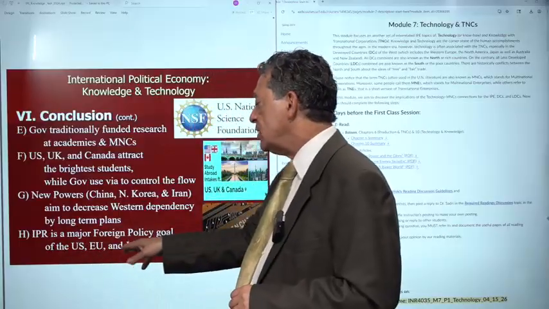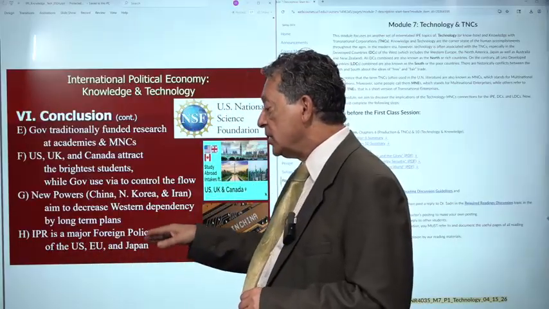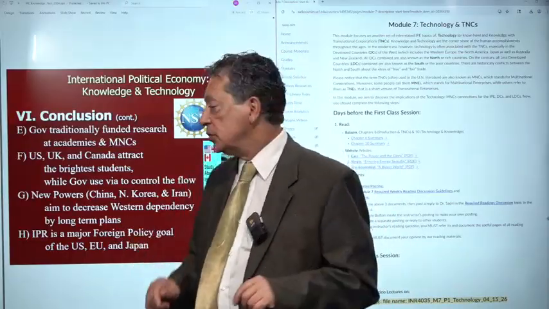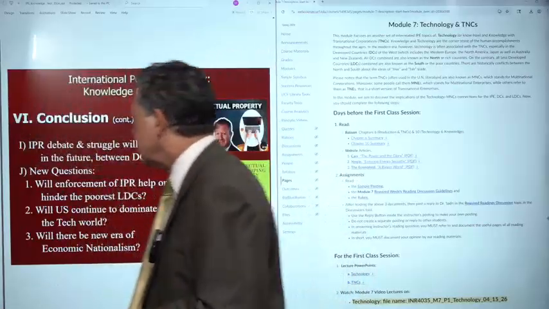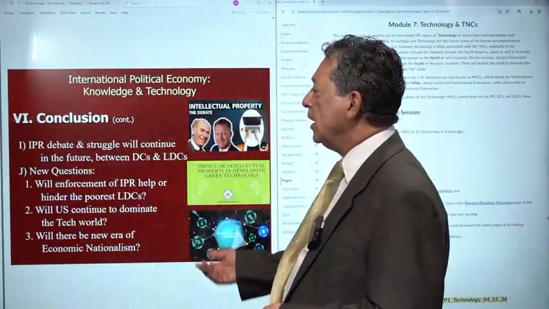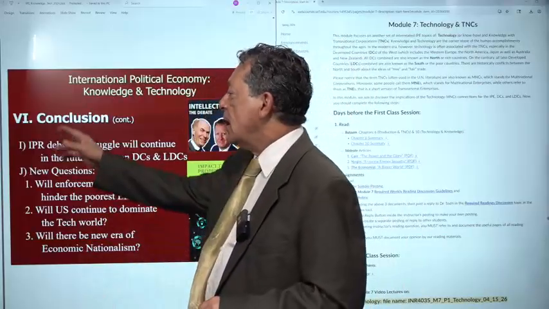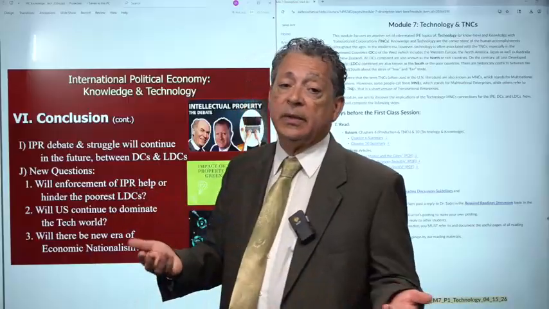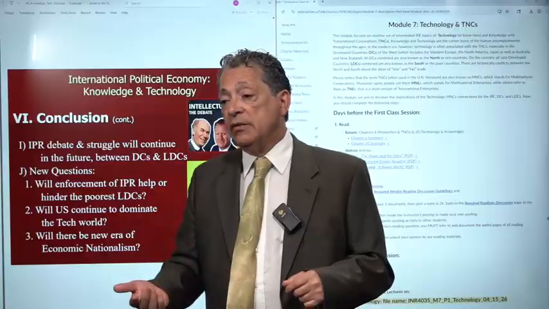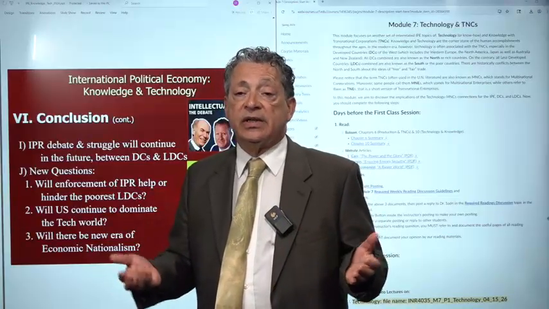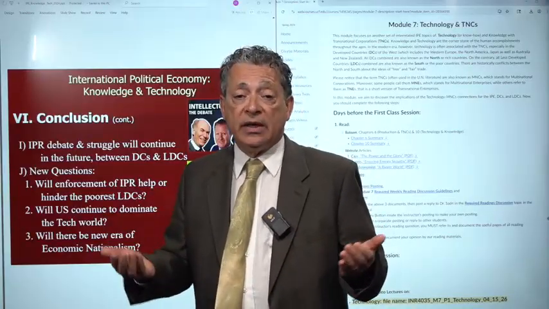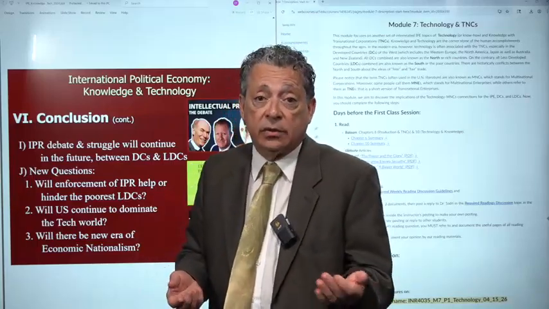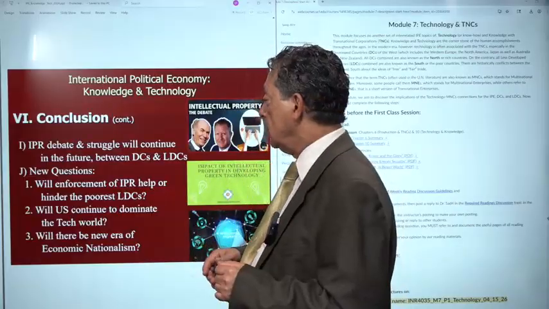IPR is also a major foreign policy goal of the US, EU, and what? Japan. So it's not just the US. So I want you to remember that part. Last but not least, the very, very last slide focuses on what? Issues such as IPR's debate and struggle will continue in the future between what? Developed and developing countries. Is that right? Because developed countries are usually the home of many of these technologies being developed, and developing countries are not stupid, they want to use it too. Is that right? And in reasonable ways.